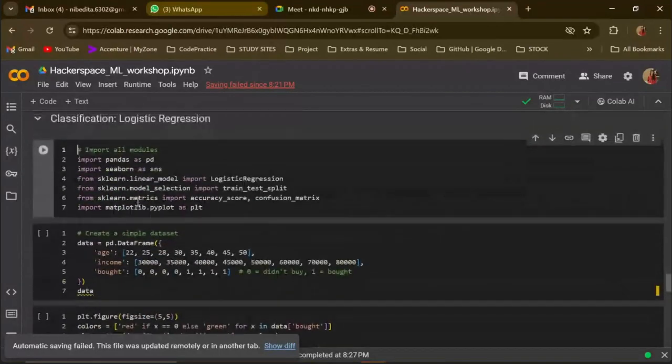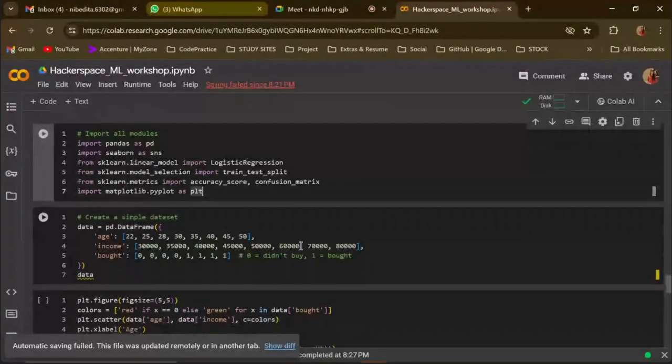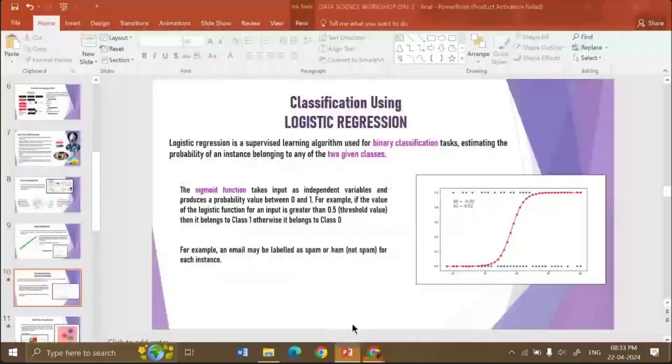So we have logistic regression for classification. We are using the same libraries as before. The only difference is we are taking logistic regression from the scikit-learn module. Previously we imported linear regression, now we are going to use the logistic regression function. And for the metrics, that is the error calculation, we did not discuss the error calculation, right?